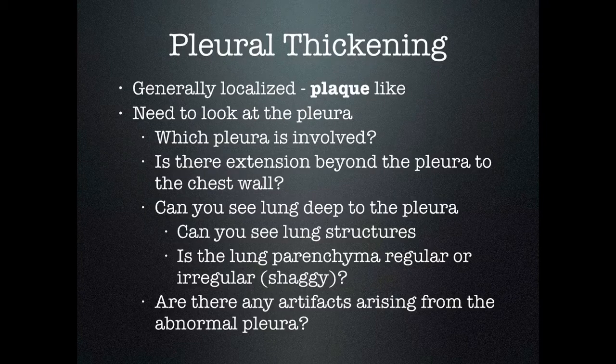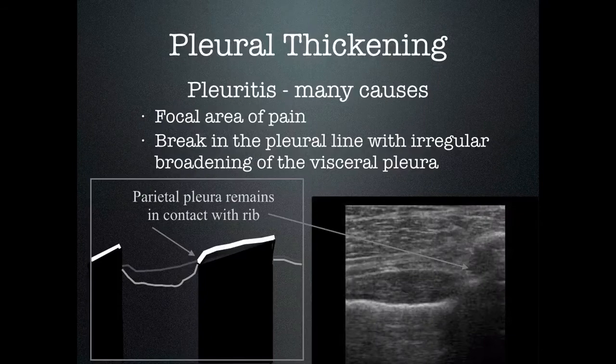So we need to look at the pleura and we need to ask ourselves a few questions. Which pleura is involved? Is it visceral or the parietal pleura? Is there extension beyond the pleura to the chest wall? Can you see the lung that is deep to the pleura? Can you see lung structures? Are these structures abnormal? Is the lung parenchyma regular or irregular? And by irregular, I mean shaggy. And are there any artifacts arising from the abnormal pleura? So let's look at a few of these.